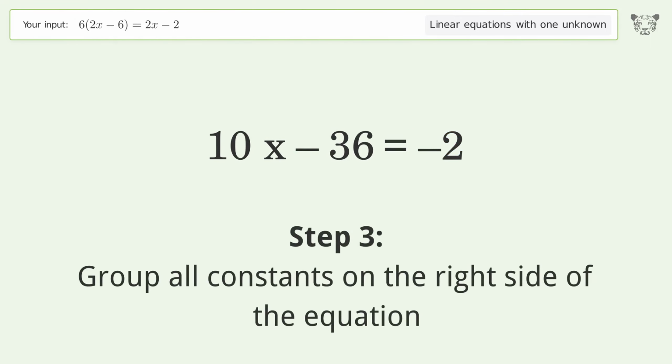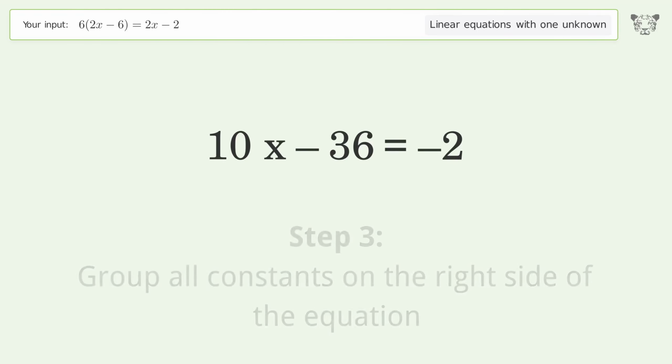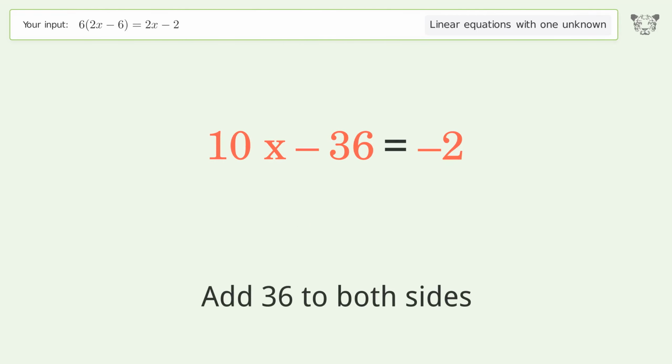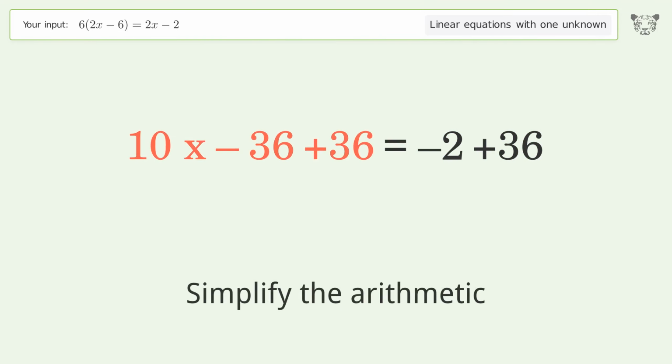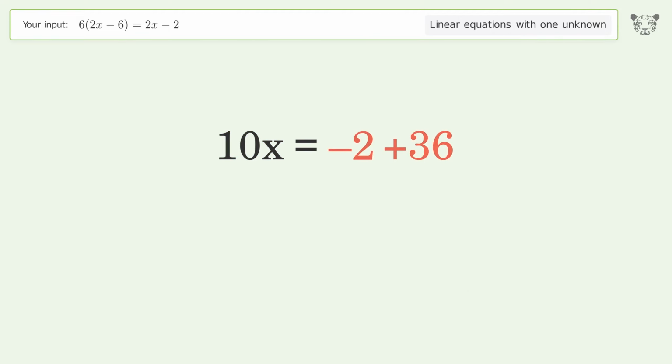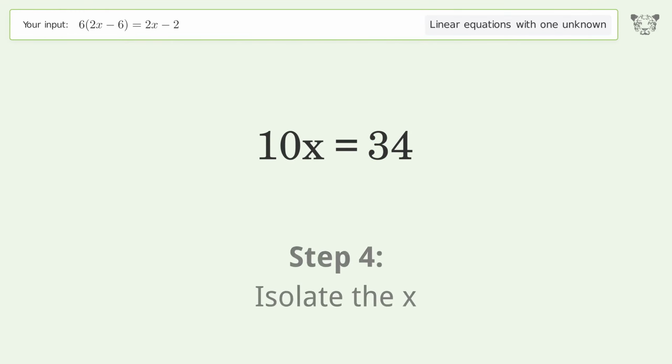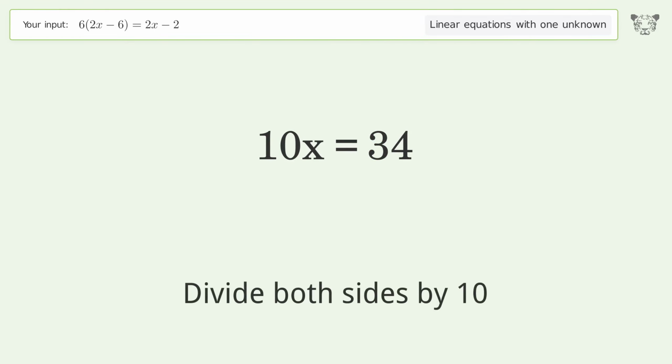Group all constants on the right side of the equation. Add 36 to both sides. Simplify the arithmetic. Isolate the x. Divide both sides by 10.